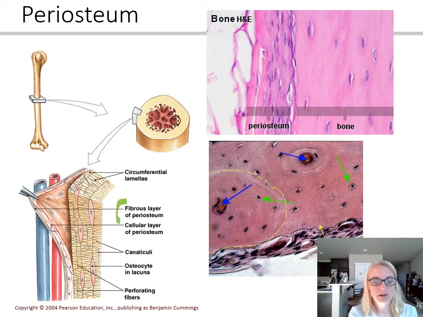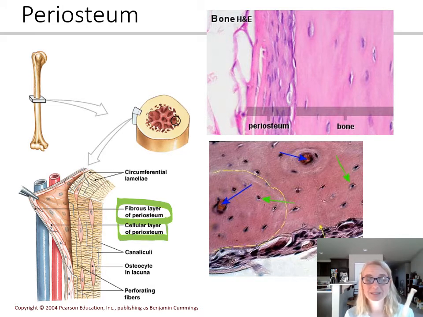We have the fibrous layer, which is mostly collagen fibers. It's kind of like a dense, regular connective tissue. And then we have the cellular layer, which is primarily fibroblasts. There can be some fibroblasts to help maintain the collagen fibers of the fibrous layer, but you're also going to find osteoblasts, osteoclasts, and osteoprogenitors. So all of those other cells that we saw in the histology slides can be found in the cellular layer of the periosteum. Okay, so blasts, clasts, and progenitor cells.